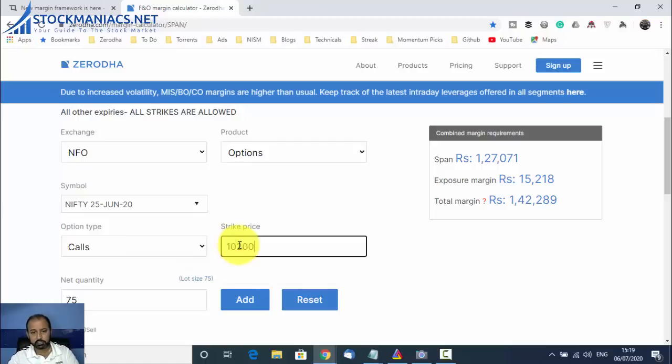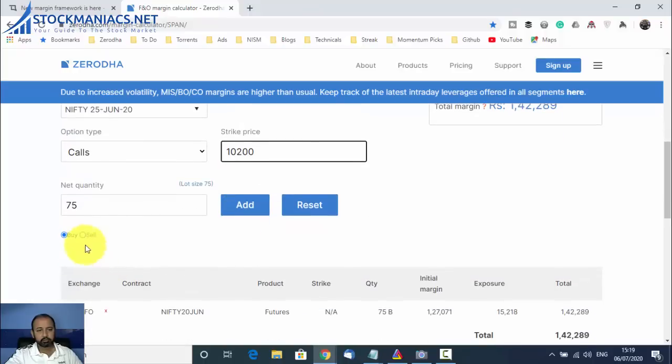Suppose the strike price is 10,200. Currently the market is around 10,150. So we will take a call of 10,200 and we will actually sell the call. Now we will add to the position.